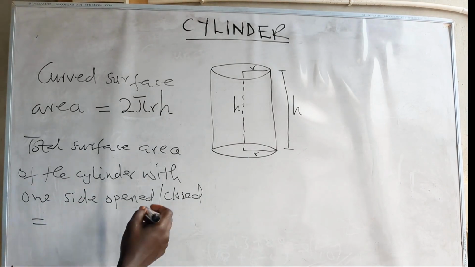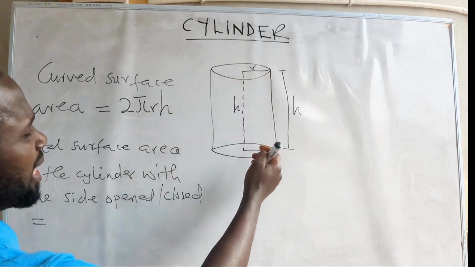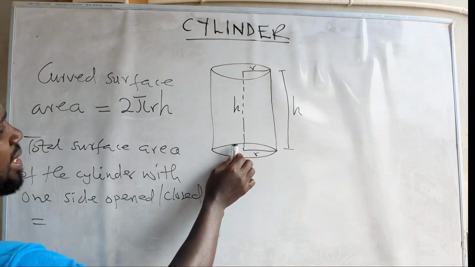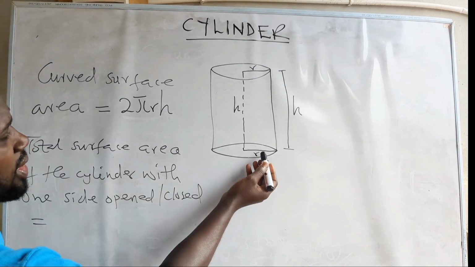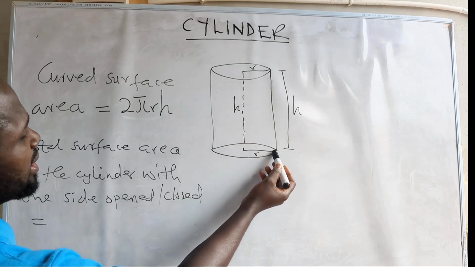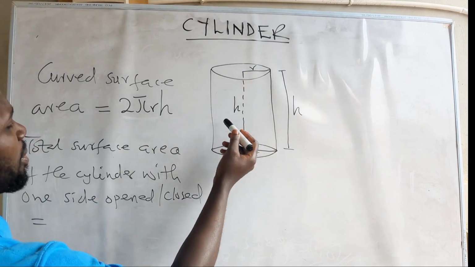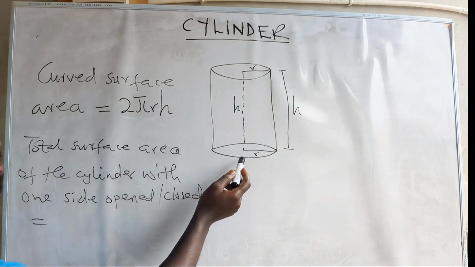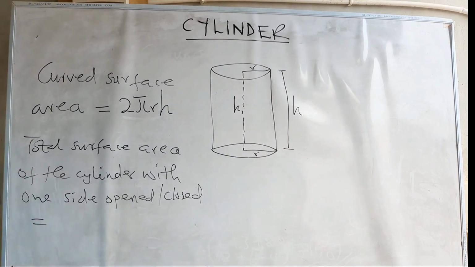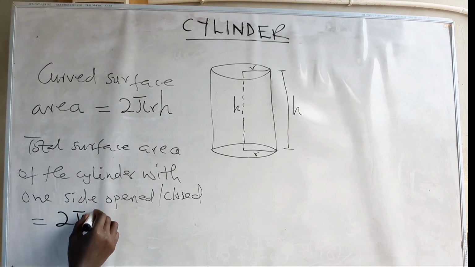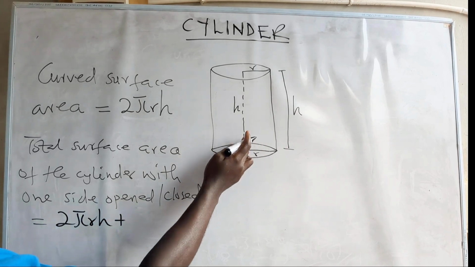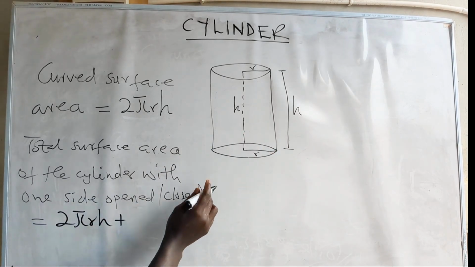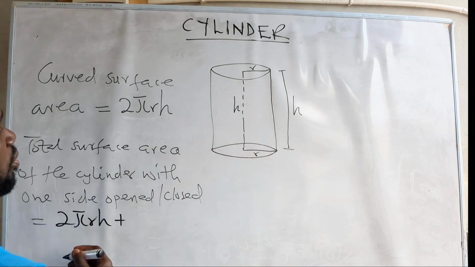then that would be the curved surface area plus the area of the side which is closed. So let's assume that this side is closed and this side is open. So I'll find the curved surface area, which is 2 pi RH, plus the side which is closed. All right. The side that is closed is a circular base.